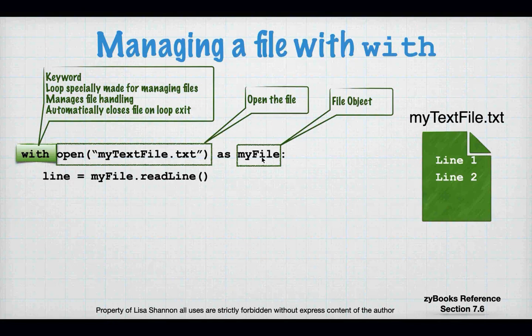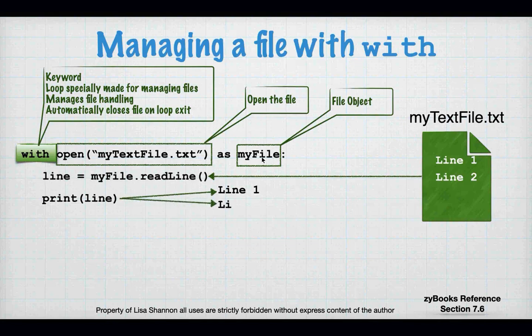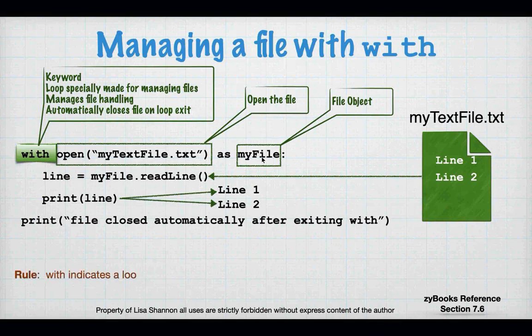So my file is just the variable. And then I can read a line, or I can write a line, or I can do all kinds of things. So I can print my line here. And when I'm done, it closed automatically. With indicates a loop over a file. So understand that with is a specific type of loop that is used with files.